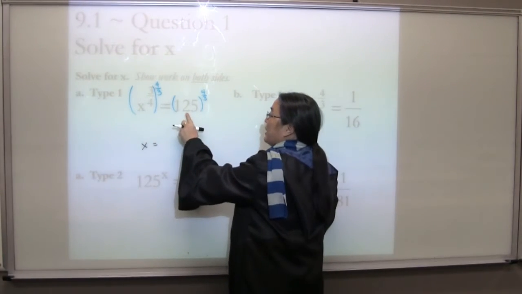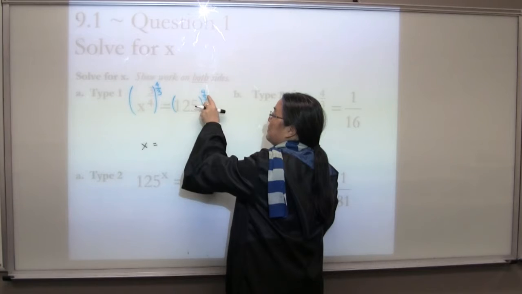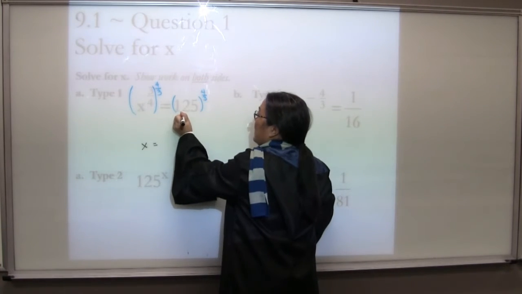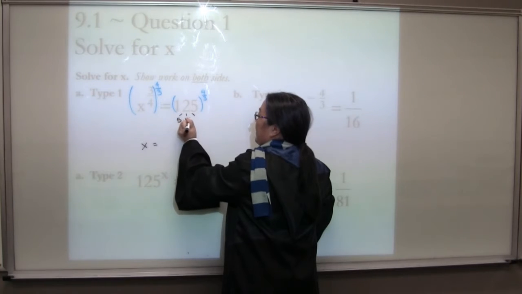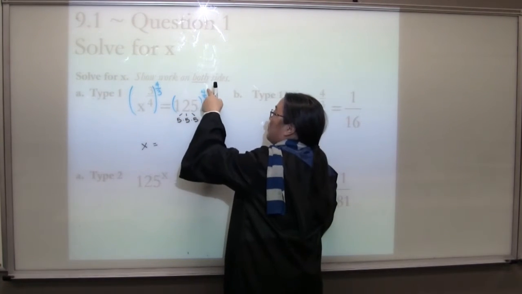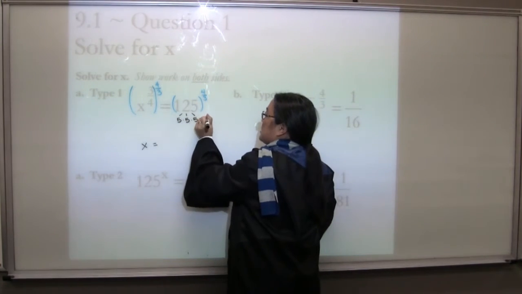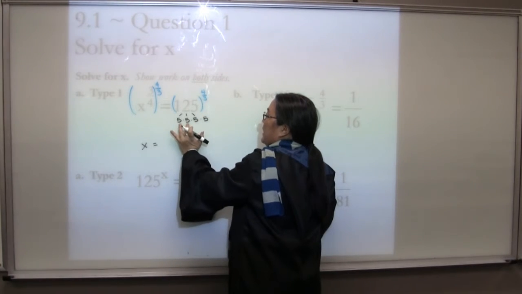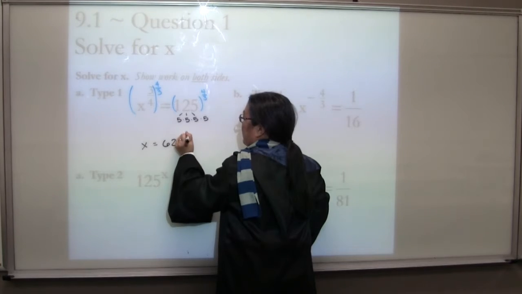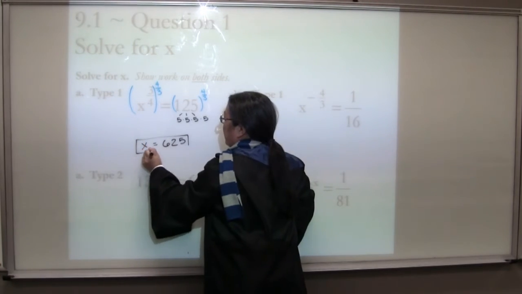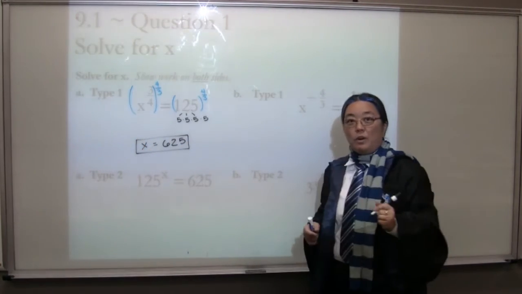From Chapter 7, you'll remember that this means that we're going to divide it into 3 equal pieces. 125 divided into 3 equal pieces is 5 times 5 times 5. We want 4 of those 3 pieces, so we need another 5. That's 25 times 25, which is 625. Bam, done. Wow, what a quick question.